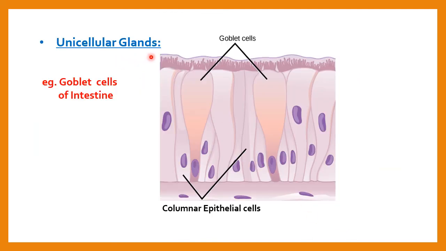Just look at the unicellular gland. I have already told you these are made up of just one cell, goblet cells of the intestine. These are the goblet cells present among other cells of columnar epithelial tissue. So, just isolated cells secreting the secretion.